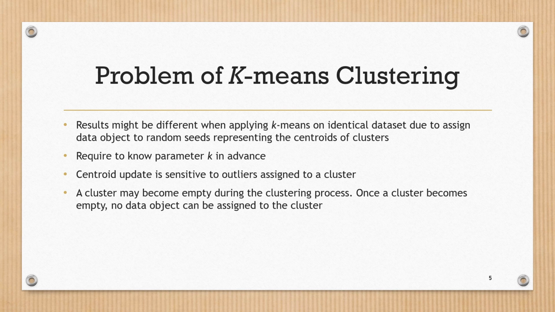In addition, k-means clustering algorithms are sensitive to outliers. When an outlier is assigned to a cluster, the outlier may have great impact on the centroid update. Another problem is that in k-means clustering, a cluster might become empty if no data object is assigned to the cluster.